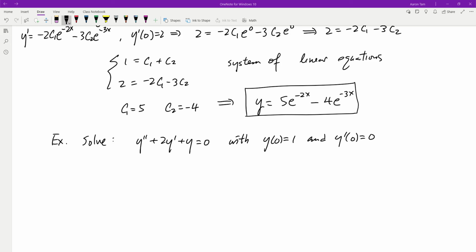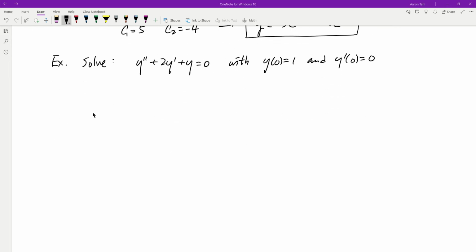Hi everyone. So today we're going to continue on 11.1. What I want to do is go over the problem from last video, which is this one right here: y double prime plus 2y prime plus y equal to 0, with y of 0 equal to 1 and y prime of 0 equal to 0. So I'll show you how that is done.